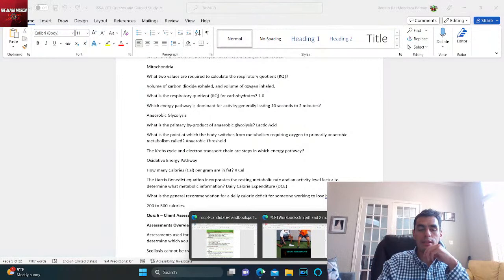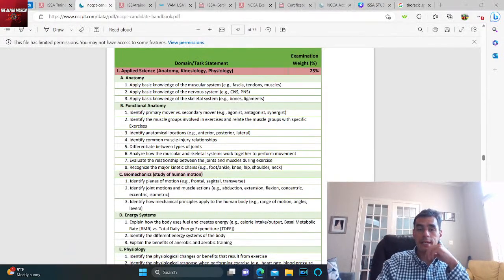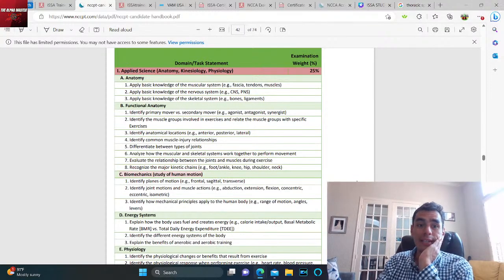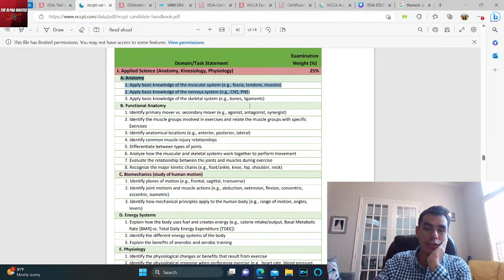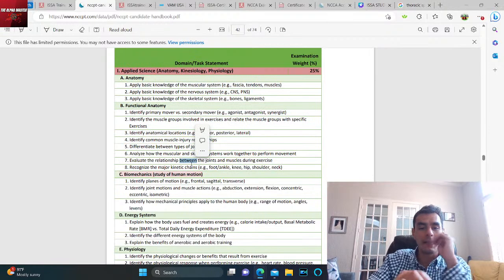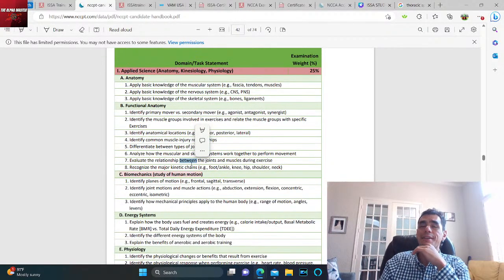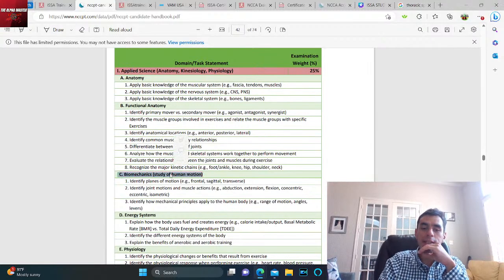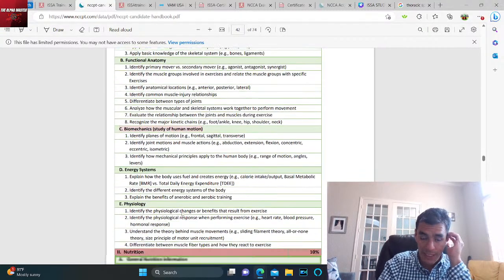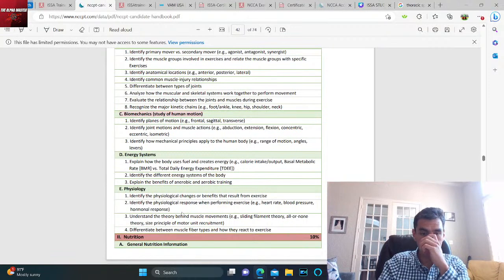And the next one is going to be client assessment. So I finished all of the applied science. I finished all of the anatomy, all of the functional anatomy. The kinetic chains are going to be in, I believe, chapter 8, if I'm not mistaken. Biomechanics, the study of human motion, energy systems, and psychology and physiology.